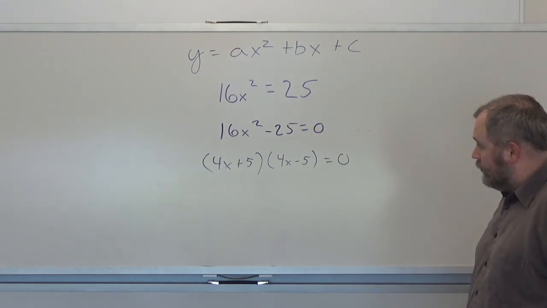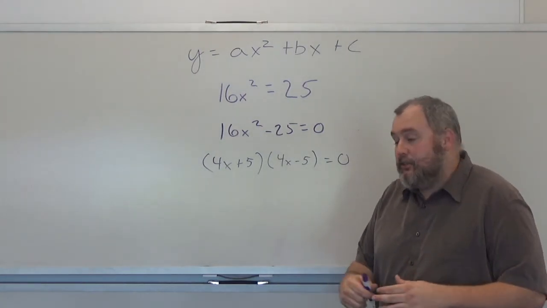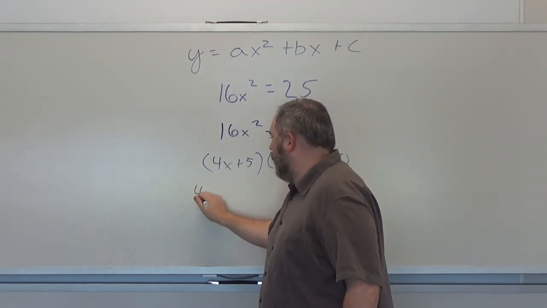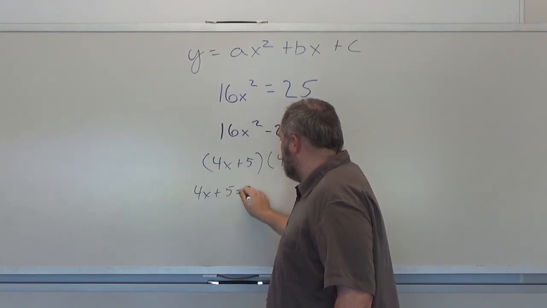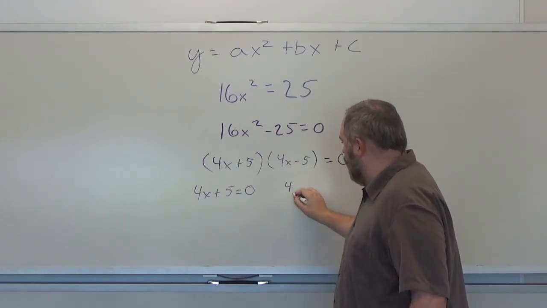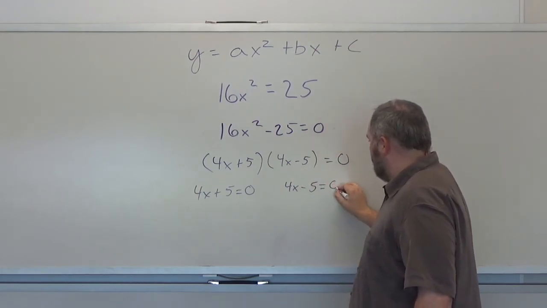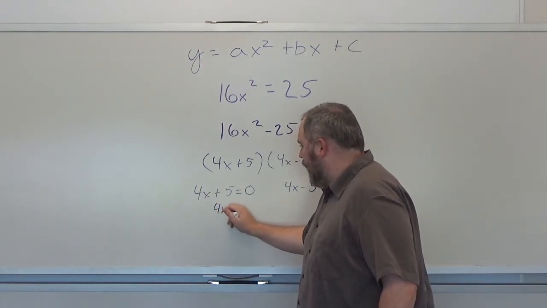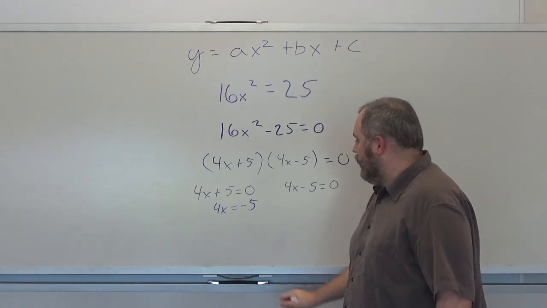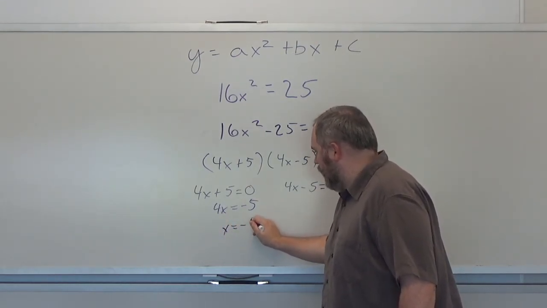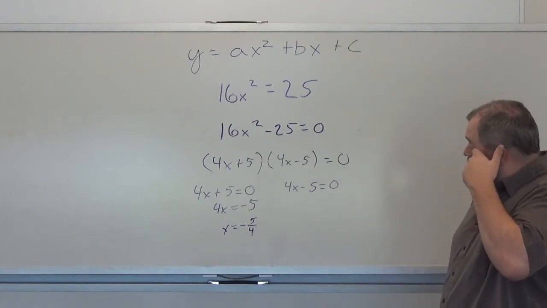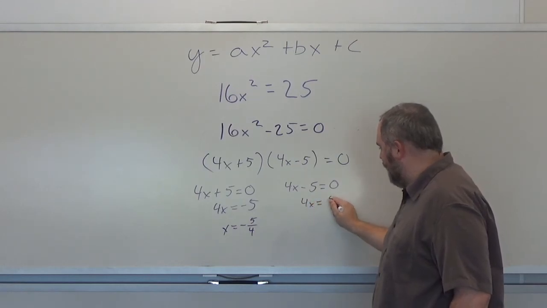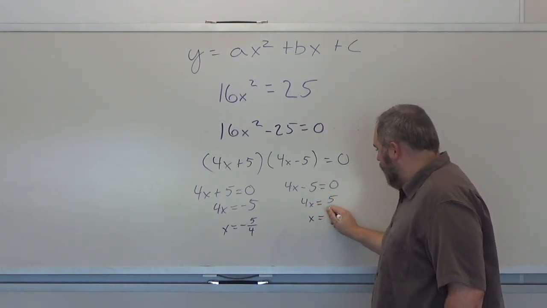All right, now, what do we do? Well, like I said in the last question, basically we take each little chunk and set it equal to 0. So 4x plus 5 is equal to 0, and the other one, 4x minus 5, is equal to 0. Now we simply solve for x. 4x equals negative 5. x is equal to negative 5/4. All right, next piece, do the same thing. We get 4x is equal to 5, and x is equal to 5/4.